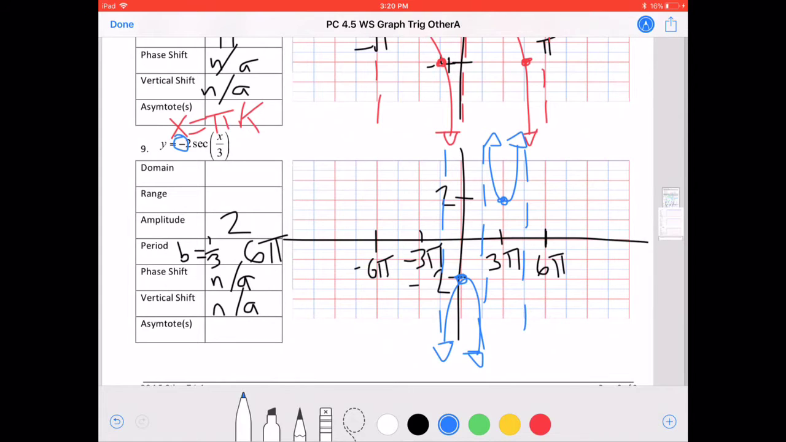So now if I wanted to draw a second cycle, I have more space on the left, so I would start at my leftmost vertical asymptote, go over an entire period, which would be just to the left of -6 pi, and then draw another vertical asymptote halfway in between those two, which would be halfway in between -3 and -6 pi, which would technically be -9 pi over 2.